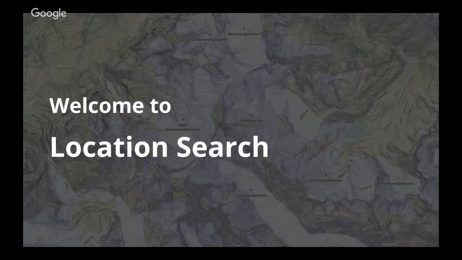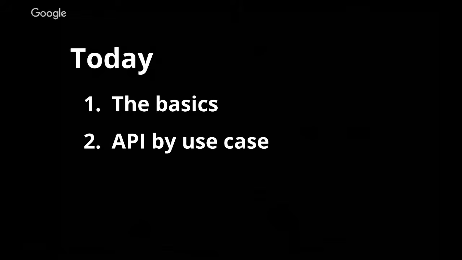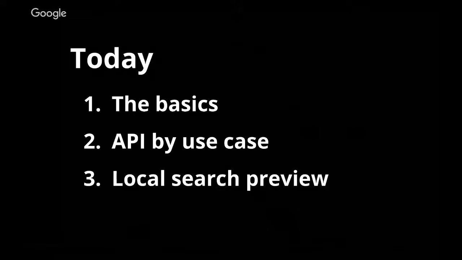Let's talk first about how we're going to structure the presentation today. The first thing we're going to do is talk about the basics. Then we're going to go through 3 different use cases and how to configure the API specifically for your use cases. Then we're going to do a little preview of some very exciting things that we're building here in our labs. We are working really hard on a local search endpoint, and I'm thrilled to share a quick preview of a very early version of this with you today.